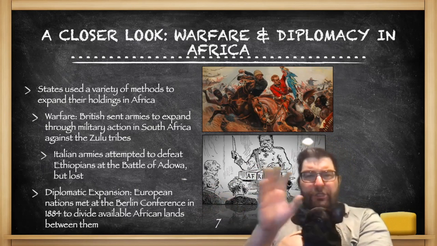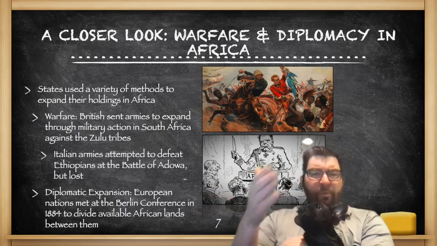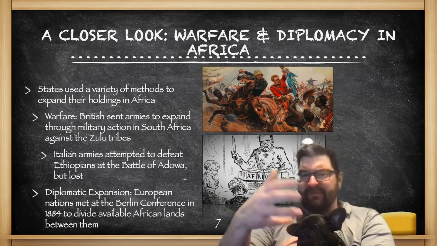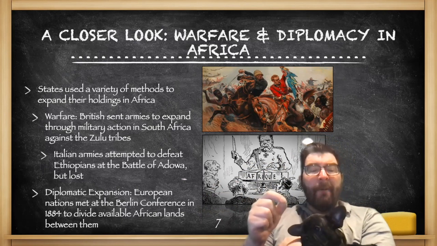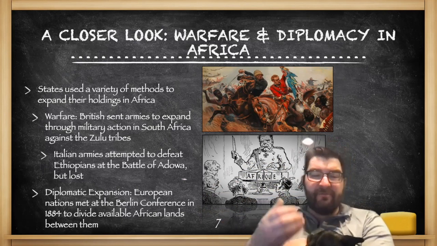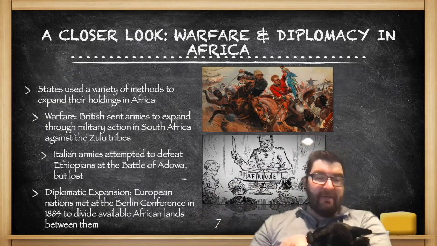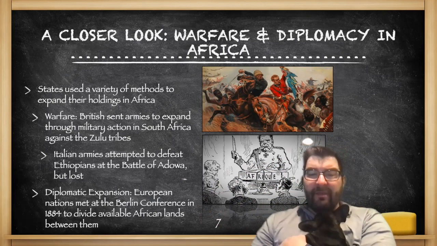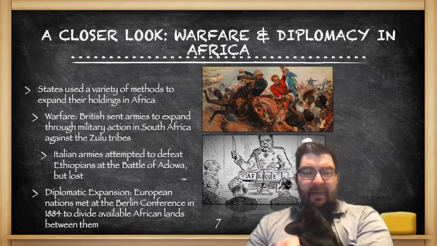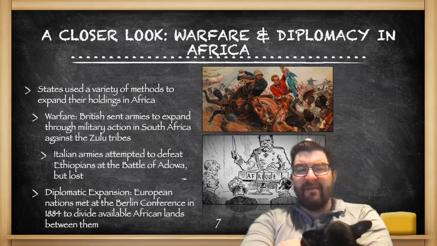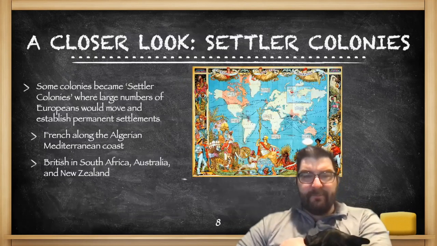Now, this could come in two forms. Sometimes Europeans working with local African kingdoms to gain some land access. But oftentimes it was Europeans working with other Europeans. For example, at the Berlin Conference in 1884, where European states worked with each other to divide available African lands between them without any care or consideration for the Africans that lived within those territories.